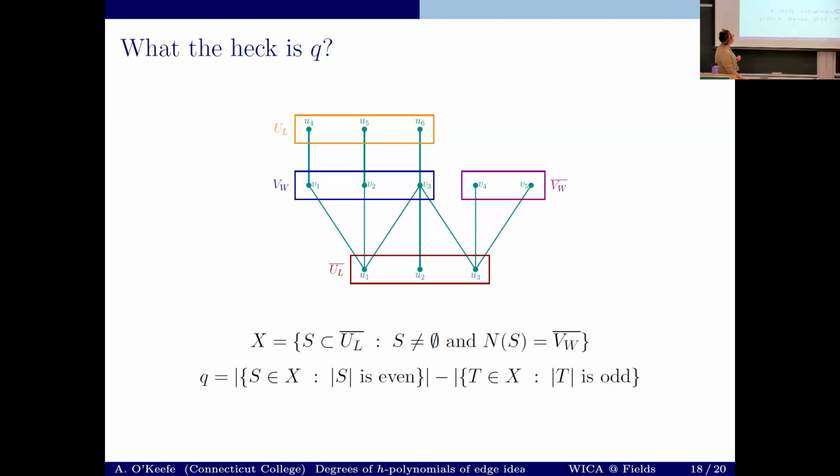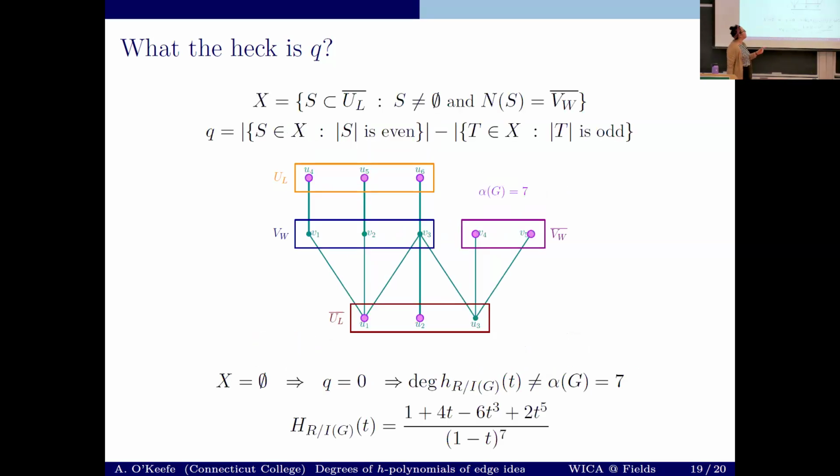So in this example, what's X? It's the empty set. You might think it's U3, but the neighborhood of U3 includes V3, which is whiskered. So X is the empty set, and in this case Q is 0. So the degree is not equal to the independence number, which in this case is 7. That's what these purple vertices show you: the maximal size independent set.